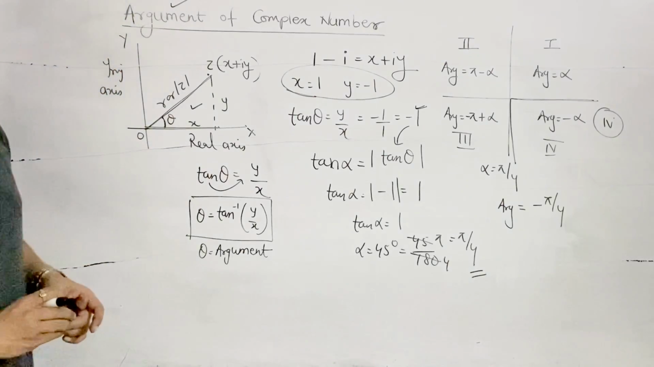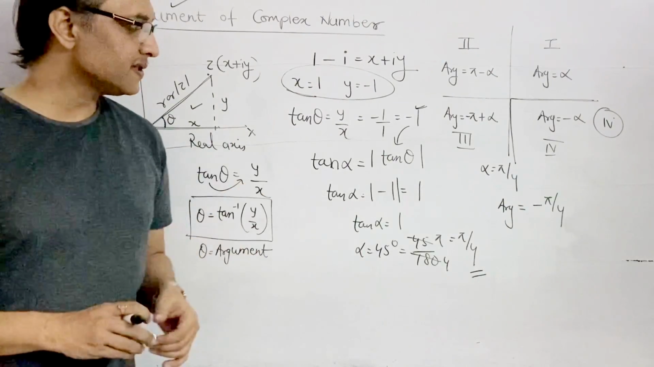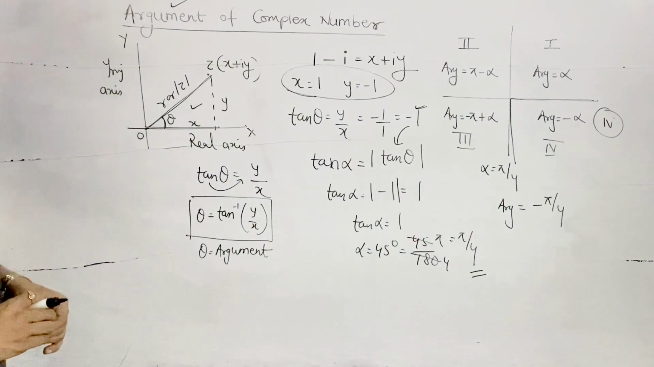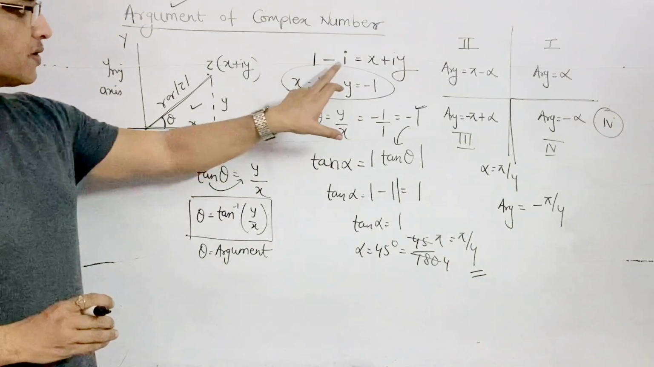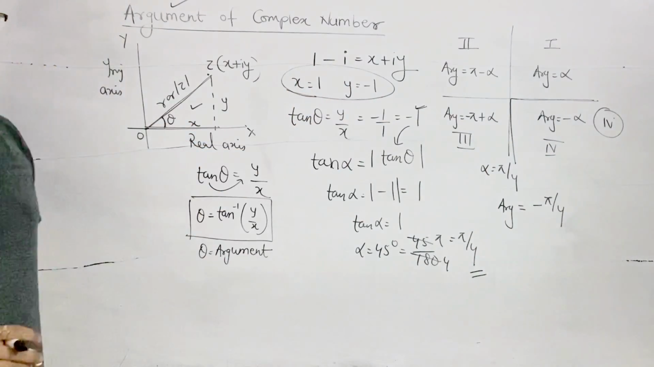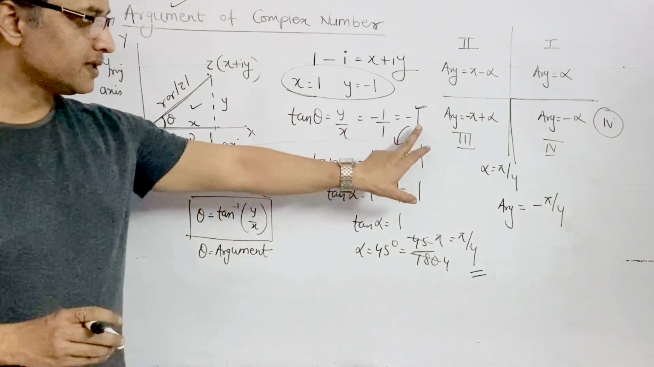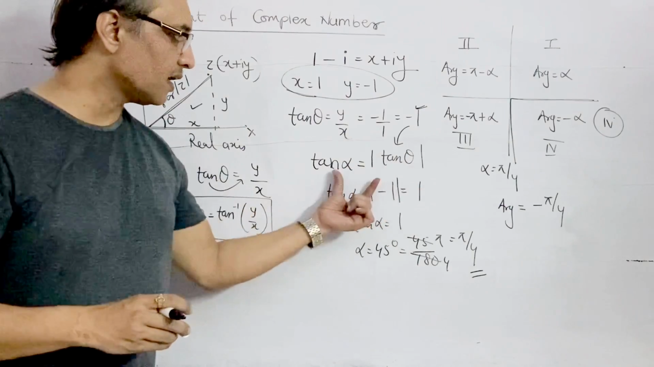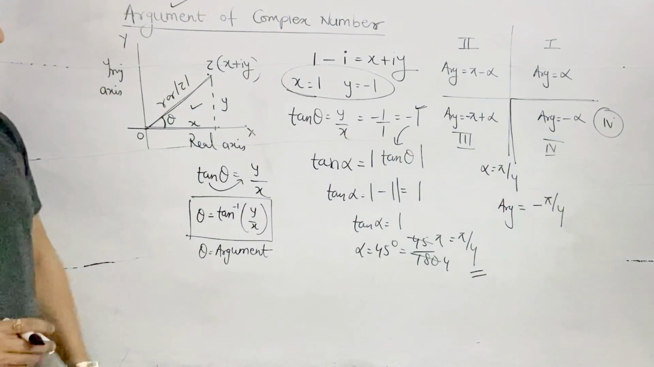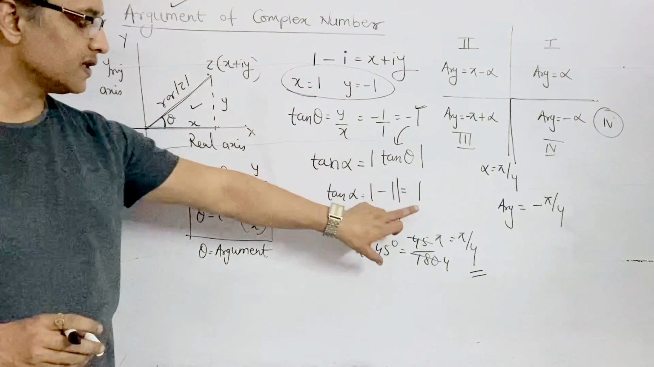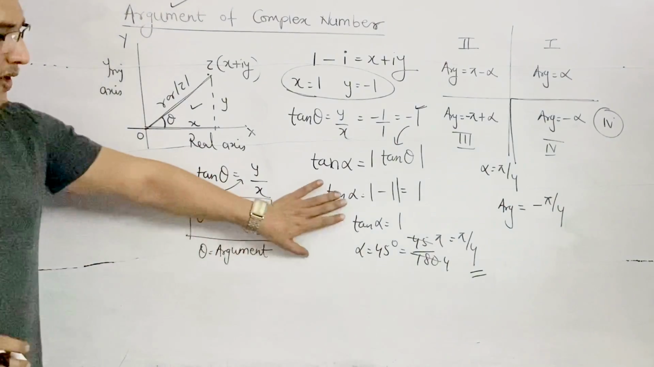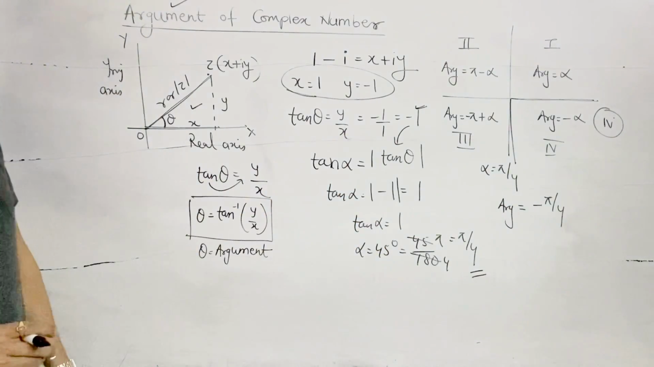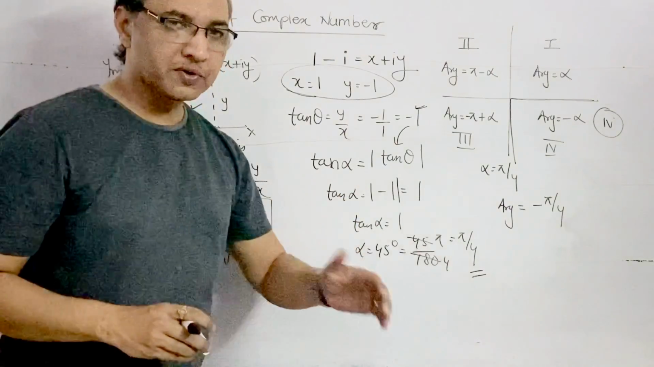So what we have to do, I will just summarize. First, you will take the values of x and y from the complex number. After that, you will find tan theta. Then we apply this formula. Tan alpha is mod of tan theta. So mod of tan theta means mod of -1, that is +1. This will give you the value of alpha. So we've got the value of alpha, you convert it into radian.